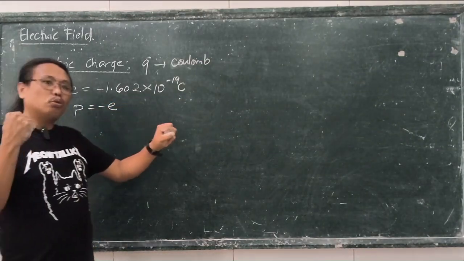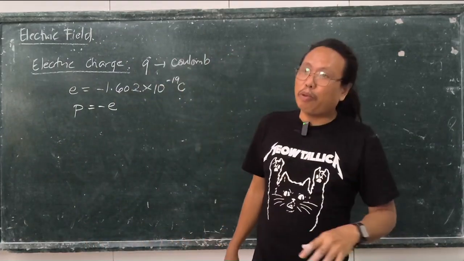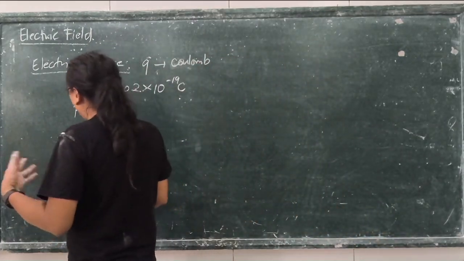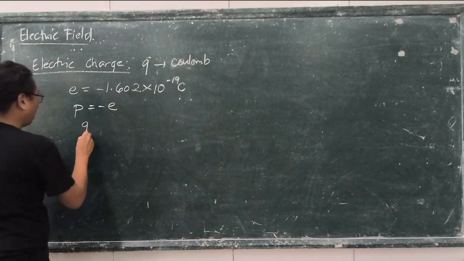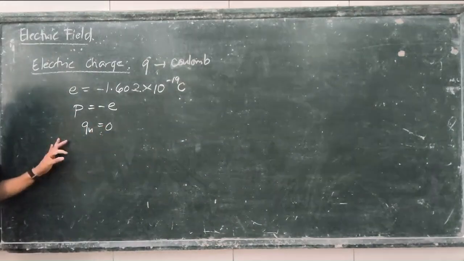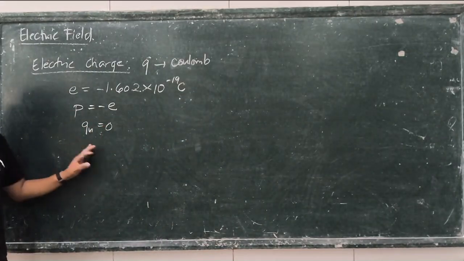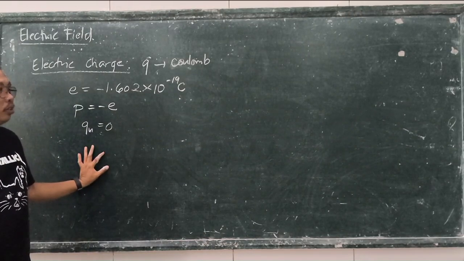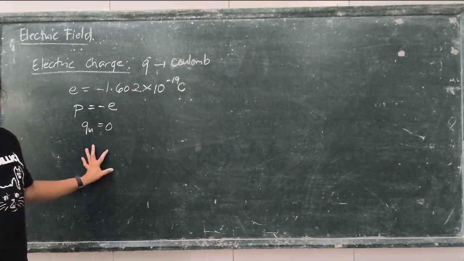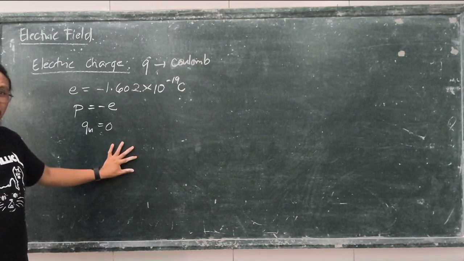So the electron and the proton, that's why your atoms are made up of electrons, protons and neutrons. How about neutrons? The charge of the neutron, let's call that Qn, is 0. The neutron is neutral. It is not affected by charges.